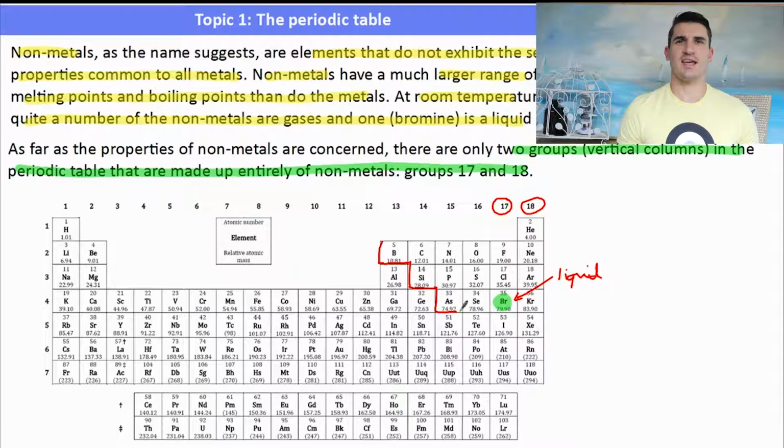If we draw our staircase, which starts at boron and works its way down, remember that we have metals on the left and we have non-metals on the right. So everything to the right of the staircase is classified as a non-metal.